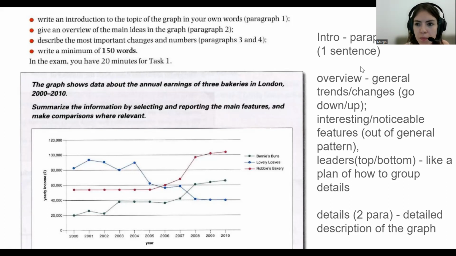Here, your writing task 1 should contain 4 paragraphs usually. Let's have a look. What are these paragraphs? Okay, right. So first of all, you write an introduction. What is the introduction? How do you write it? It's typically just one sentence only. And in this sentence, you have to paraphrase your task.